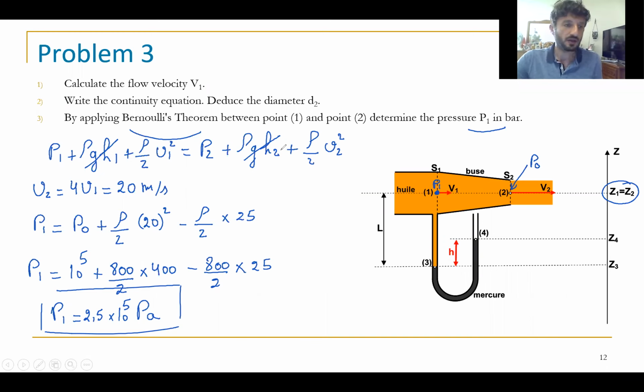Okay, we calculated for the nozzle, we calculated P1, we have P2, we calculated V1 equals to 5, and we have V2. So we have all the information for the nozzle. Now let's go to calculate the values for the mercury in the U-shaped tube.